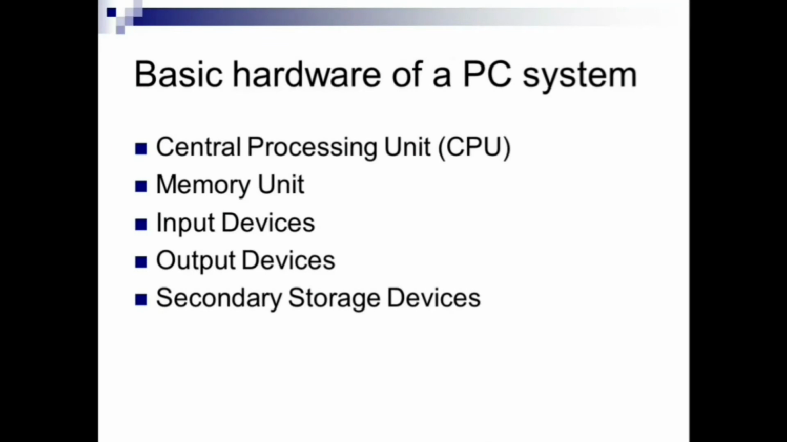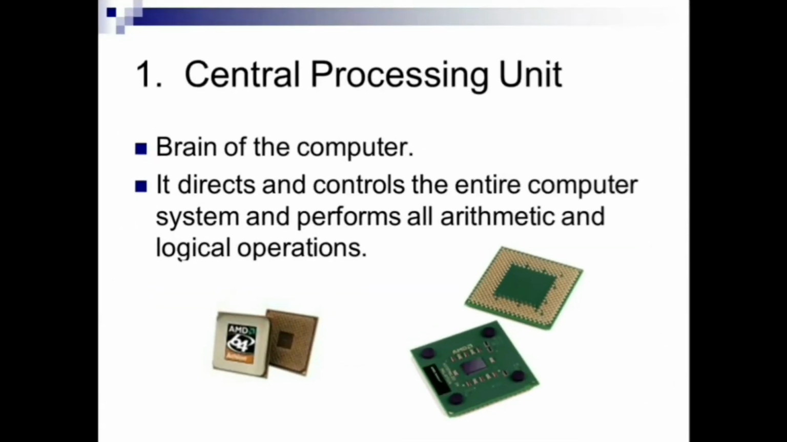Basic hardware of a PC system consists of central processing unit, memory unit, input devices, output devices, and secondary storage devices. CPU or central processing unit is the brain of computer. It directs and controls the entire computer system and performs all the arithmetic and logical operations.